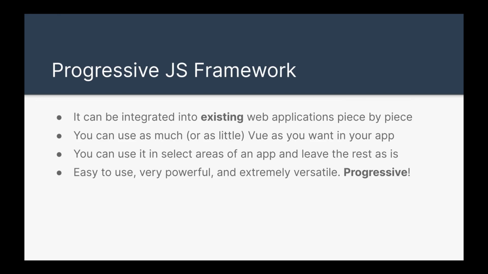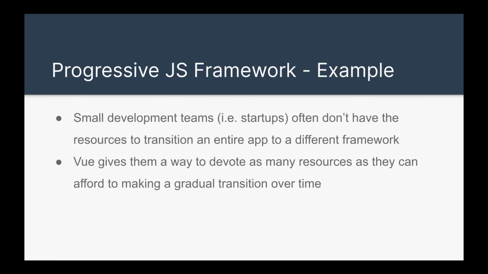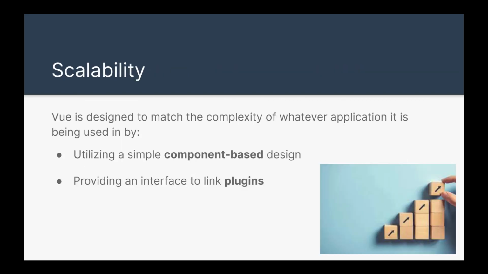So it makes it perfect in terms of transitions, for example, from jQuery, to integrate Vue into your modern application. And it's very easy to use. It's very powerful and extremely versatile. Sounds pretty progressive to me. So as an example, it would be a small development team that doesn't have the resources to transition the whole app to a different framework. Then Vue would give them a way to devote as many resources as they can afford to making a gradual transition over time.